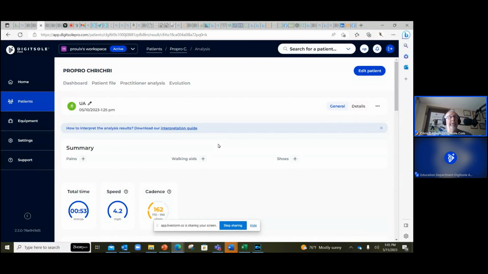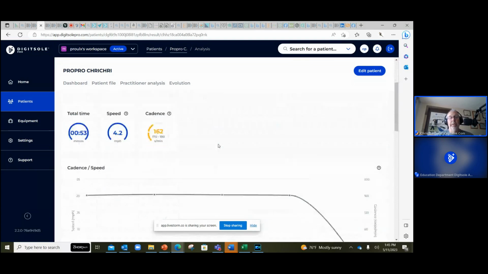For some people, especially if you're transitioning from a heel striker to a midfoot striker, that drop can be maybe advantageous in correcting something for them. But I typically don't like to use a large drop.